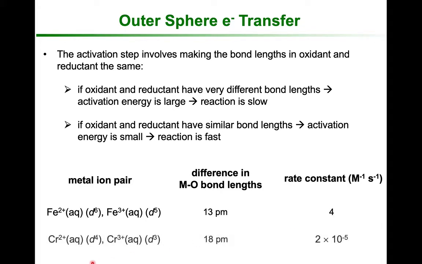Well, we need something to compare that with. Here, comparing chromium 2 hexaaqua complex, which is high spin, and chromium 3 hexaaqua complex, which is d3. Here we are changing the eg electrons. In doing this oxidation, we're removing an electron from the eg. This leads to a larger change in the bond distance and correspondingly a significantly slower reaction. The rate constant here is 4 versus 2 times 10 to the minus 5.